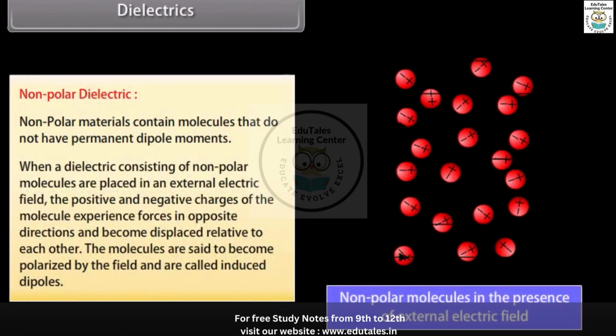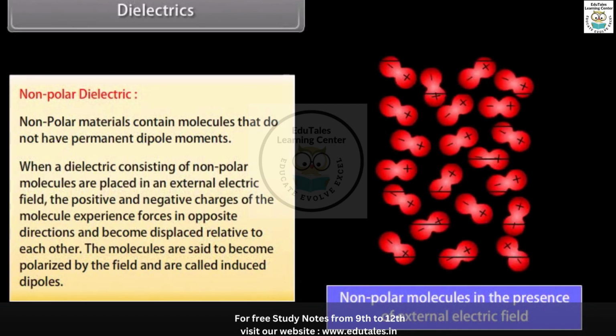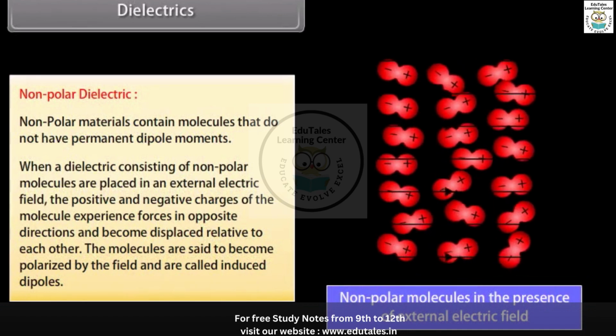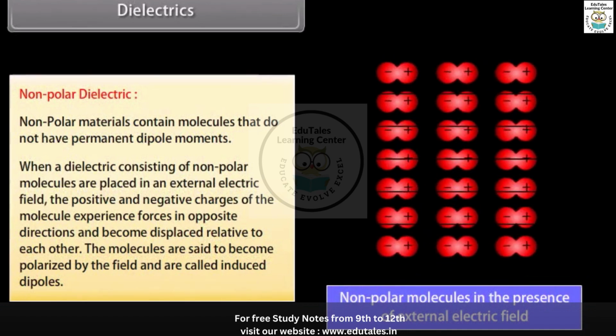When a dielectric consisting of non-polar molecules is placed in an external electric field, the positive and negative charges of the molecule experience forces in opposite directions and become displaced relative to each other. The molecules are said to become polarized by the field and are called induced dipoles.